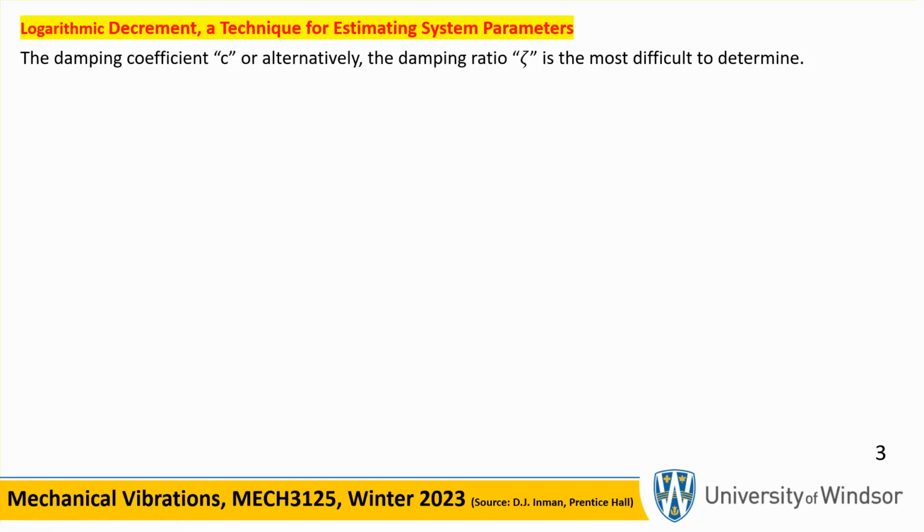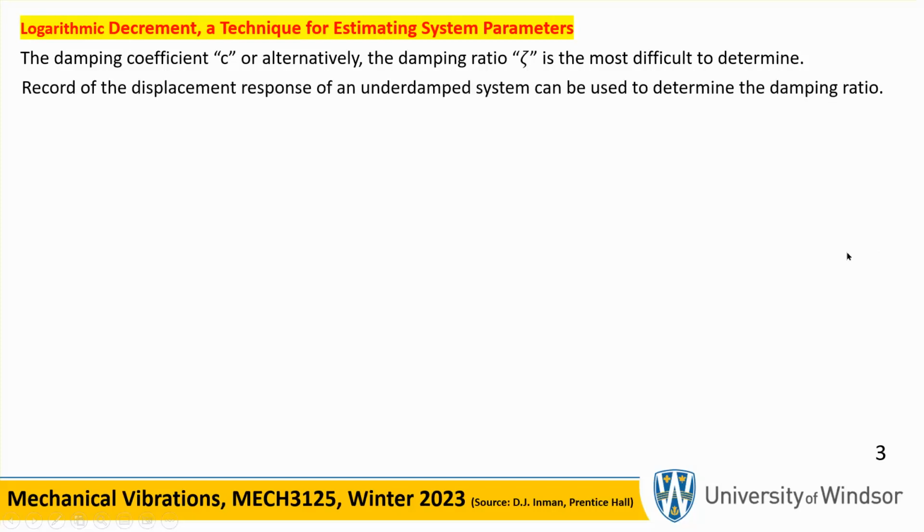But the C is rather difficult. C, which is related to the damping ratio, is the most difficult to measure. So let's say that you actually took some measurements. Pretend that we are dealing with a single degree of freedom system. You took some measurements, for example, displacement of a particular point, or your mass, as a function of time.